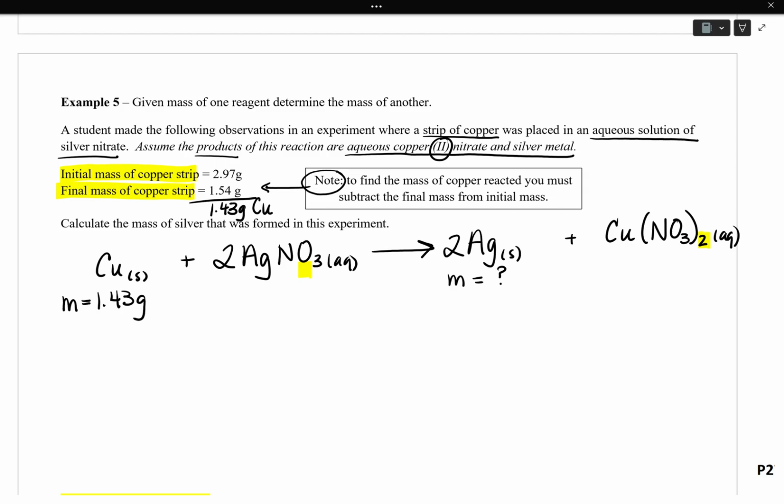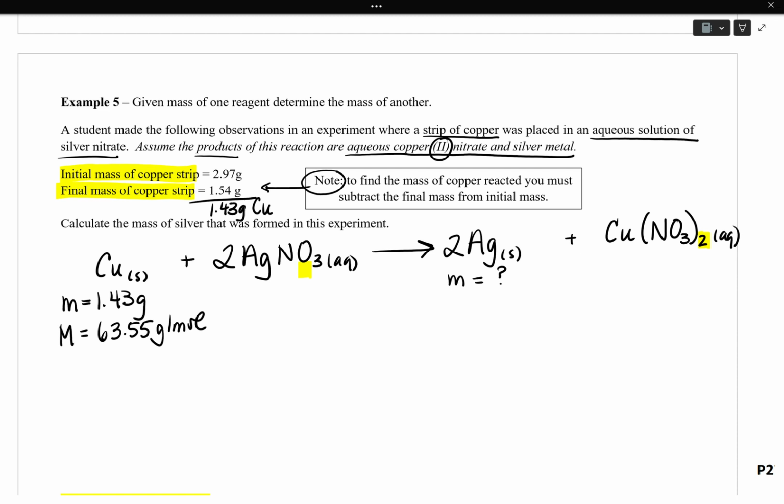And again, in order to do this, we need to use that mole ratio. So we need to figure out how many moles of copper we are starting with. In order to do that, we need our molar mass. If we take a look, the molar mass of copper is 63.55 grams per mole. And we're just taking that off the periodic table.